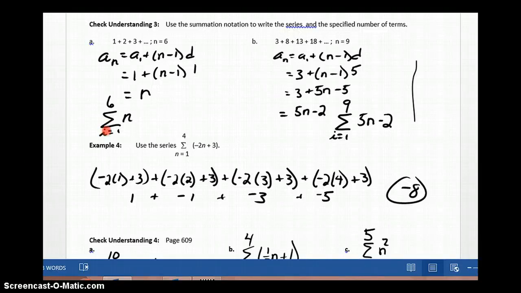And I have a small mistake there. That should be not an i, but an n. So I'll see if I can make that change. That should be an n there, n equals 1. The second one, the first term is 3, the common difference is 5, so again I'll put it into my sequence formula, and I end up with 5n minus 2. As summation notation, I have the sum from n equals 1 to 9 of 5n minus 2.